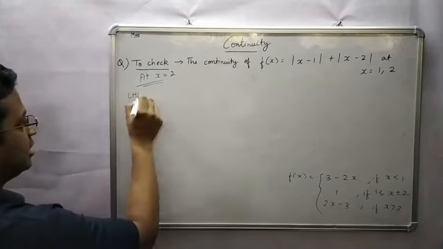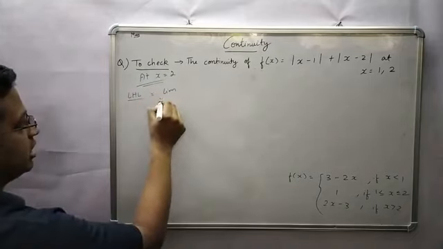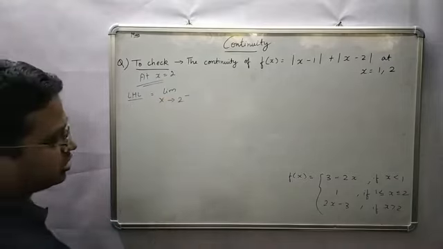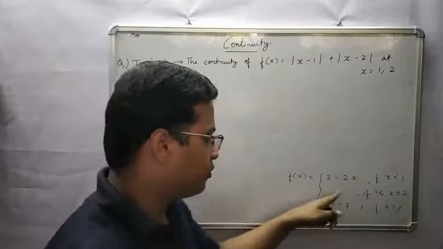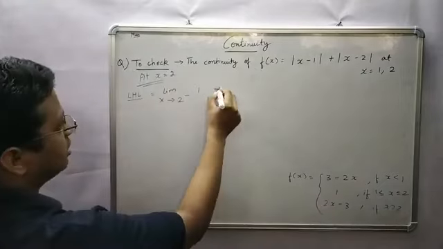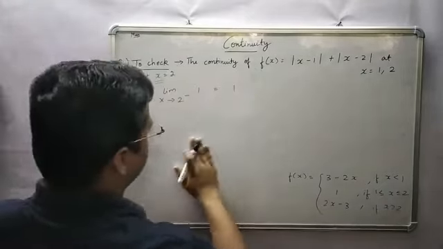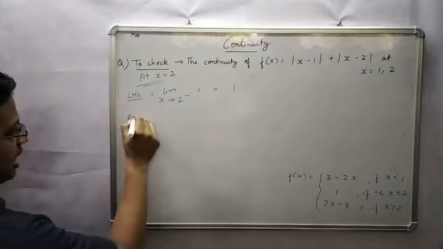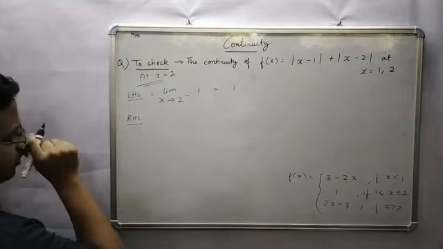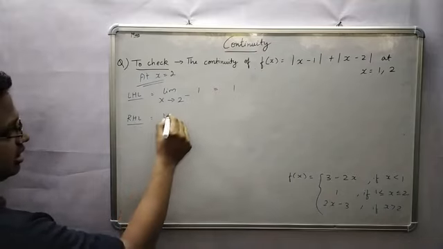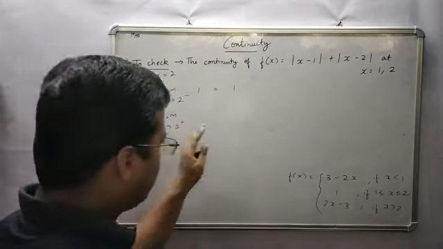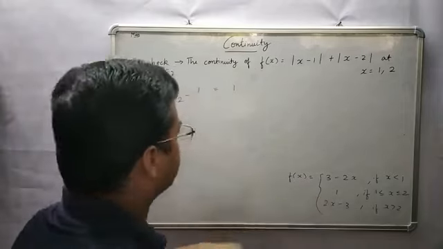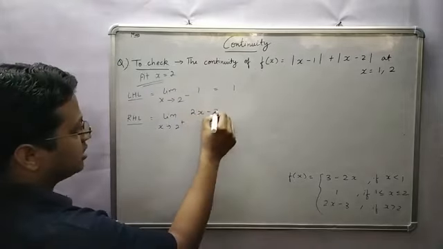Let us find LHL. So limit x tends to 2 minus. Now to the left of 2, just to the left of 2, we have to use this one. So 1. Without solving, we can write this directly as 1. Similarly, RHL will be limit x tends to 2 plus, and to the right of 2 means we have to use this function. So 2x minus 3.